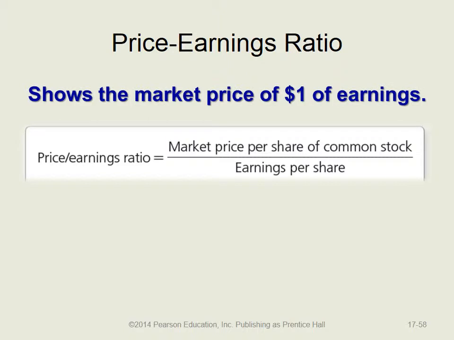The price earnings ratio, or PE ratio, shows the market price of $1 of earnings. This is a very popular measure used to indicate whether a company's stock is overpriced or underpriced relatively compared to its earnings. An excessively high ratio would indicate that the stock is overpriced. On the other hand, an extremely low ratio would indicate that the stock is underpriced. The ratio is computed as market price per share of common stock divided by earnings per share.